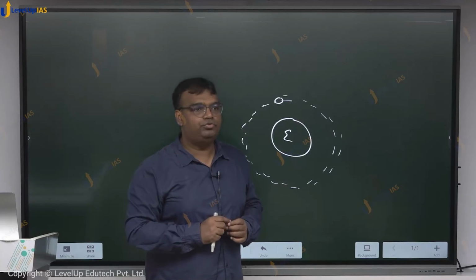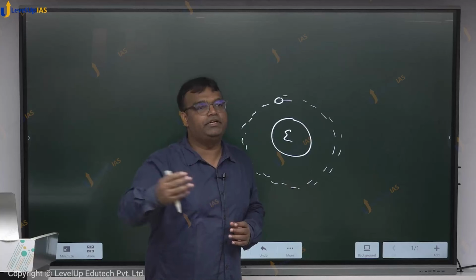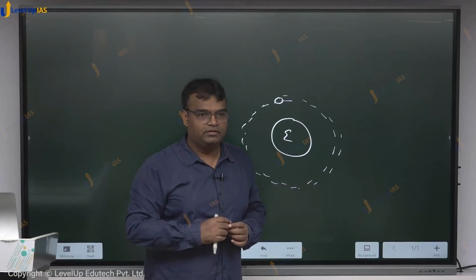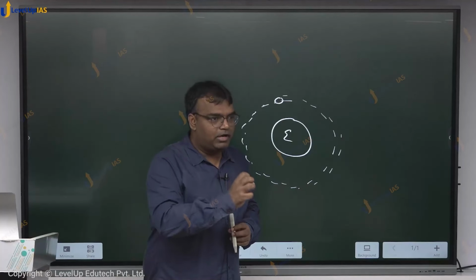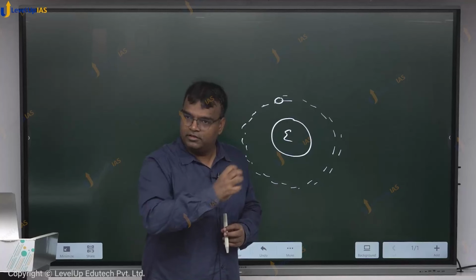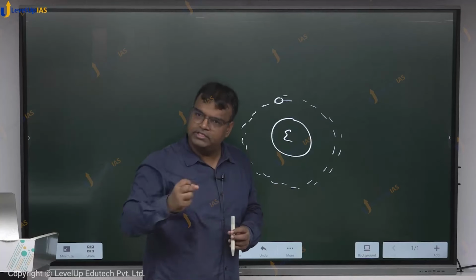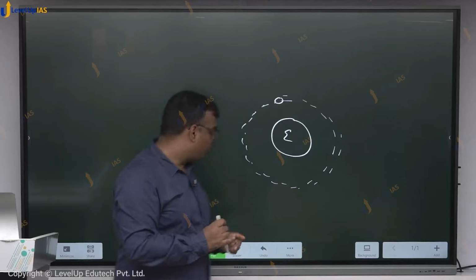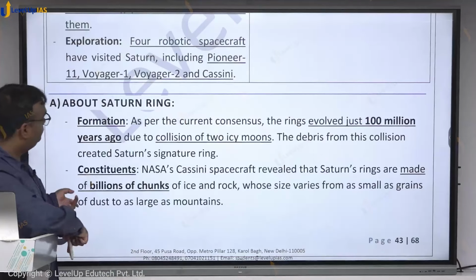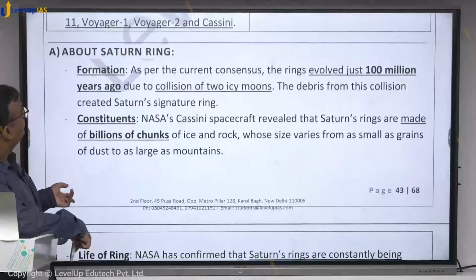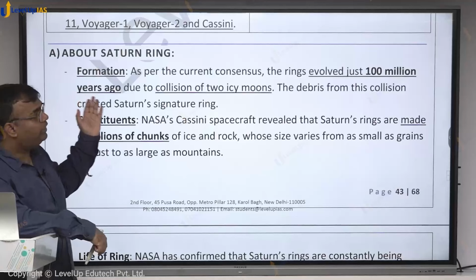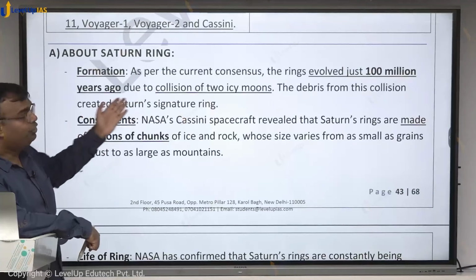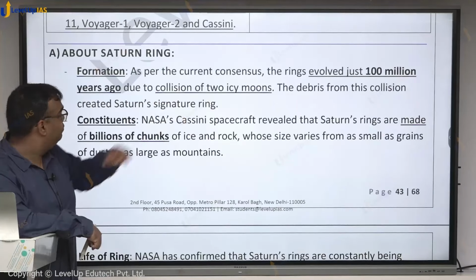So yes, that's true. That ring will disappear in the next 300 million years, because the ring's mass is eventually falling on Saturn and is getting absorbed there. So how was it formed? It was formed around 100 million years ago due to the collision of two icy moons.